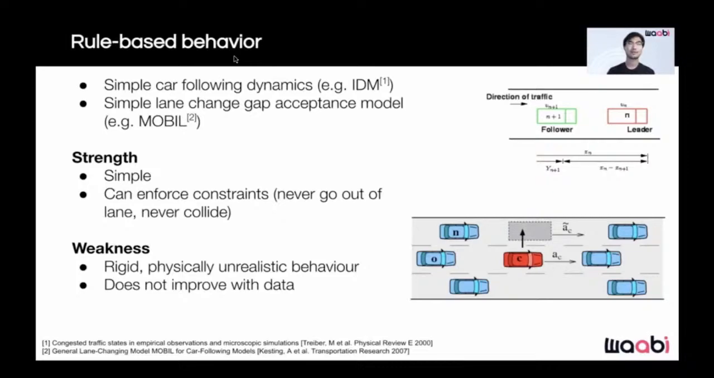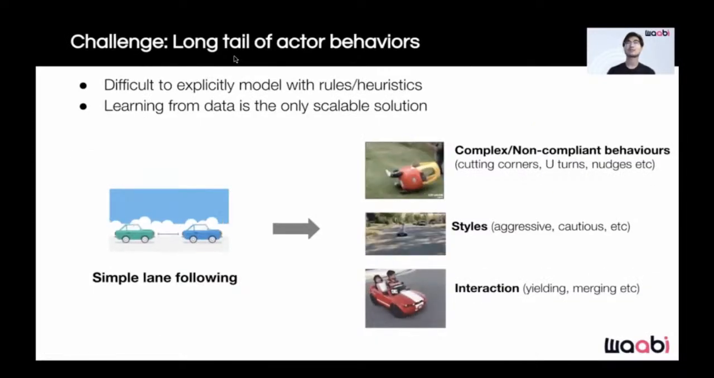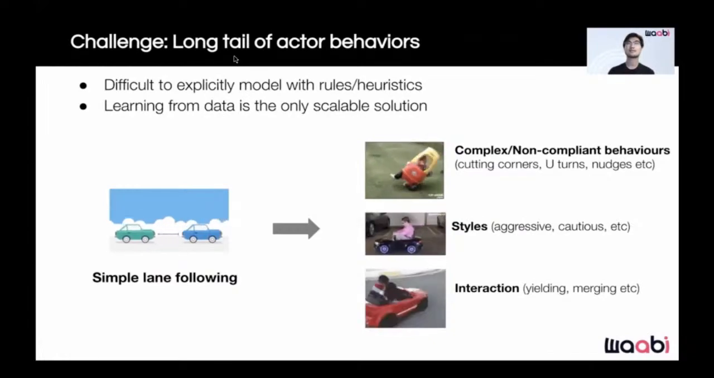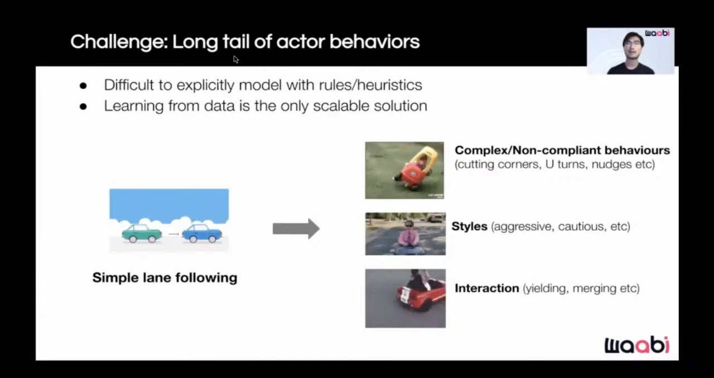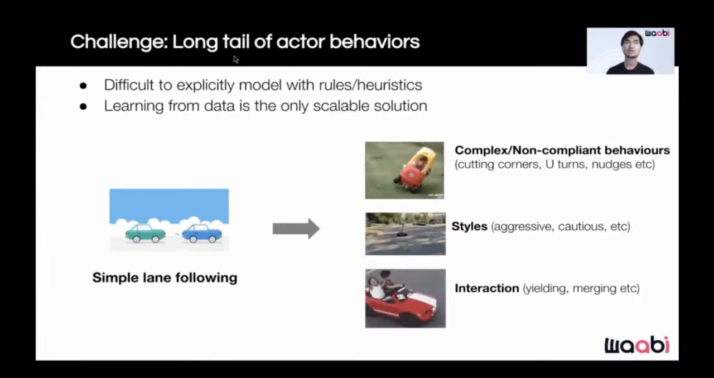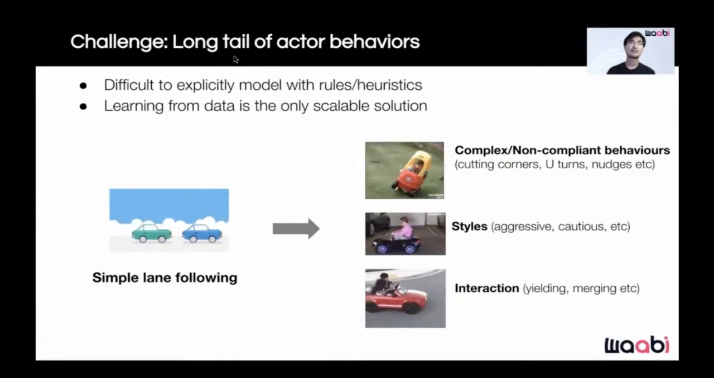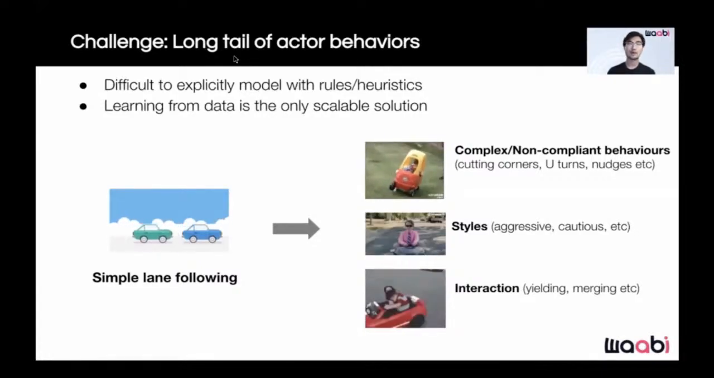While these rule-based models are simple and can guarantee actor behaviors that are traffic rule compliant and collision-free, they're rigid and just a little bit too perfect. As a fellow human, we all know simple lane following is a gross simplification of what actually happens in the world. In order to prepare our autonomy system for the real world, we need to simulate the long tail of actor behaviors, which includes non-compliant behaviors such as cutting corners and making U-turns, different actor behavior styles such as aggressiveness and cautiousness, and finally, complex interactions such as yielding and merging, all of which are difficult to explicitly model with rules or heuristics. And as a result, learning from data may be the only scalable solution.